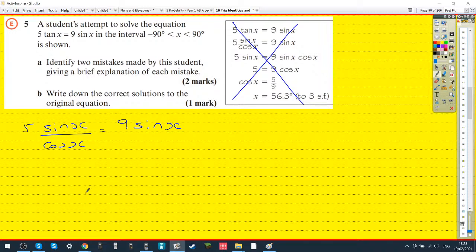I still don't know. Do you divide by 5 on both sides? It's times both sides by cos. You still get sin x cos x. Any idea what's next? Do we square both sides? No.